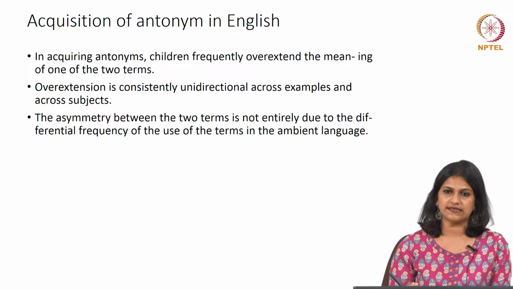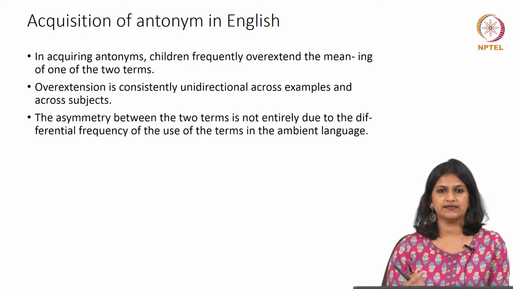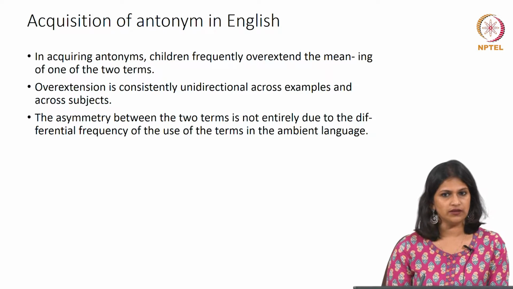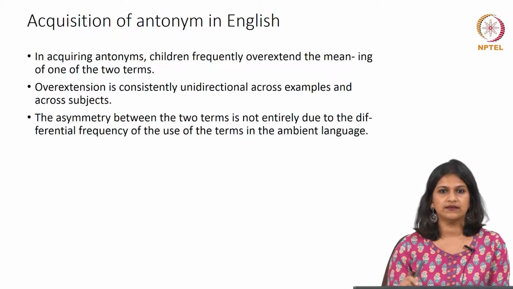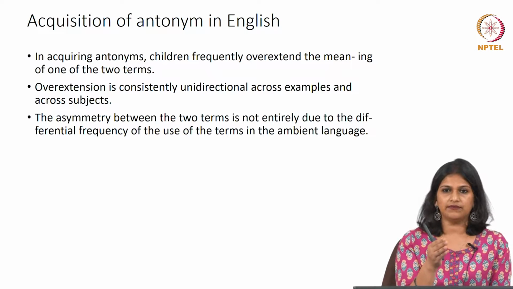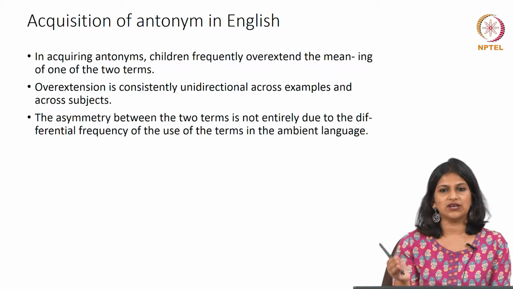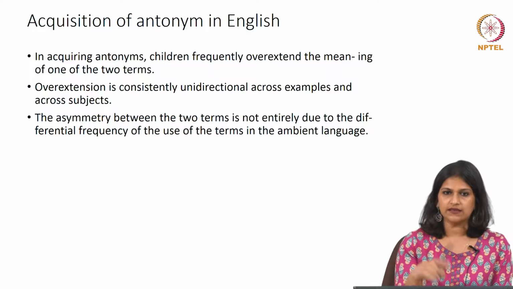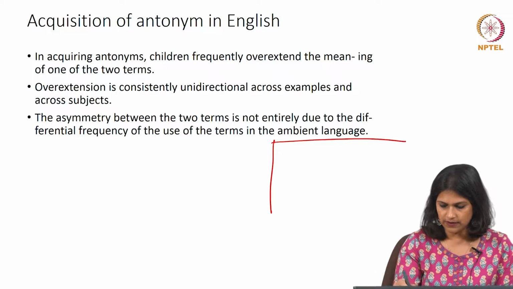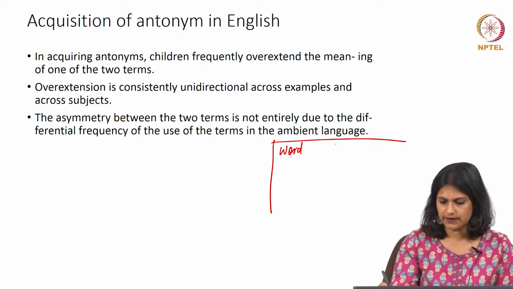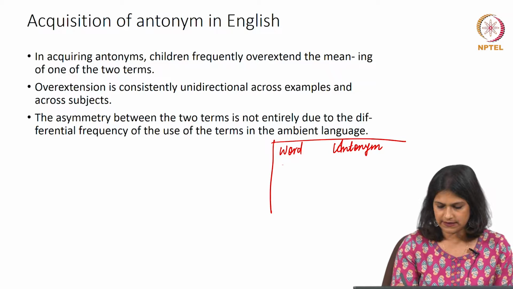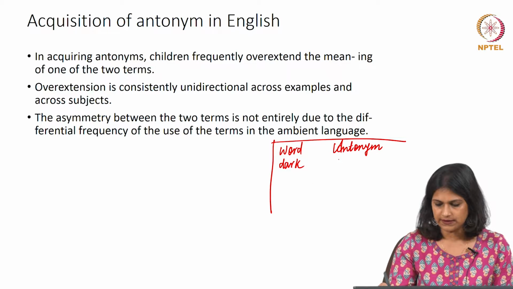The frequency or the statistics says that when the child is acquiring antonyms in English, very frequently the overextension of the meaning happens to at least one of the two terms. So, let us say if the word is x and the antonym is y, then the child is going to extend either the meaning of x or the meaning of y. Maybe I will draw a small box here. This is word, this is antonym. Let us say this is dark and this is light.